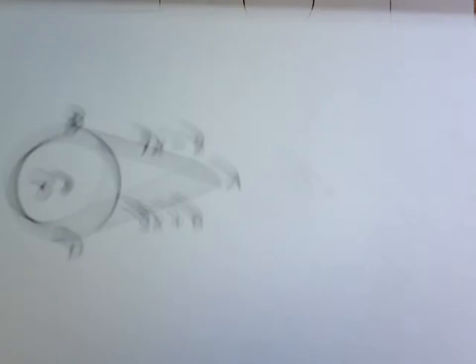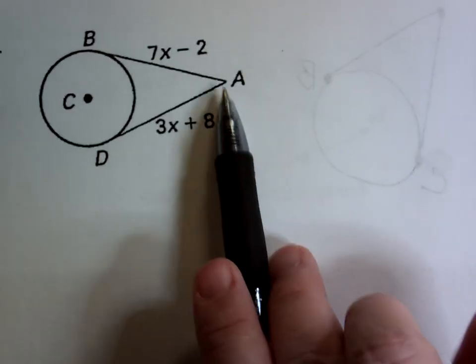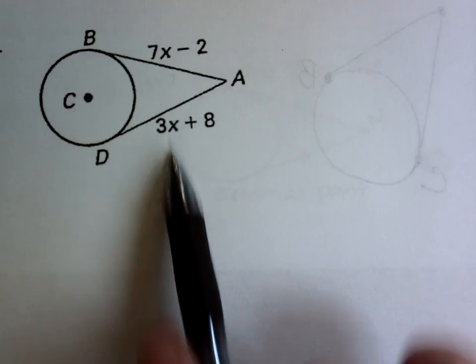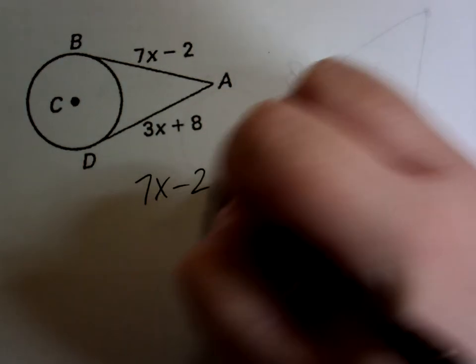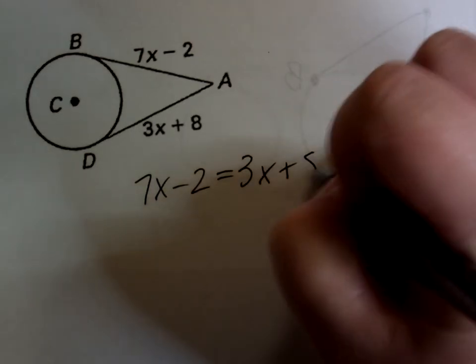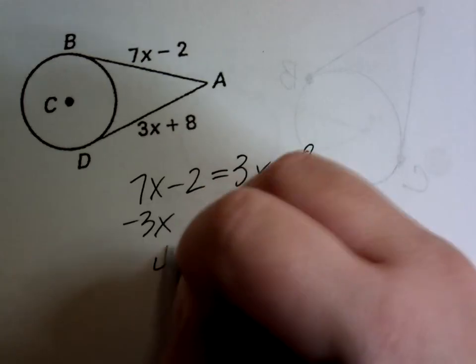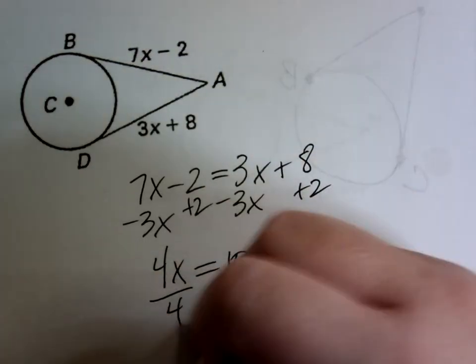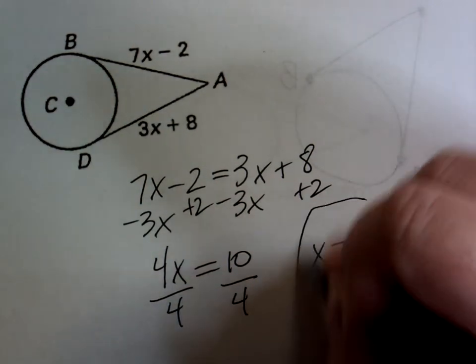Here's an example of something we could do with that. Here's my exterior point. AB is a tangent, AD is a tangent, so therefore these two segments have to be the same length. So I would say 7x minus 2 equals 3x plus 8, and solve. So subtract 3x from both sides, add 2 to both sides, and I get x equals 5/2. I took 10/4 and I simplified it.